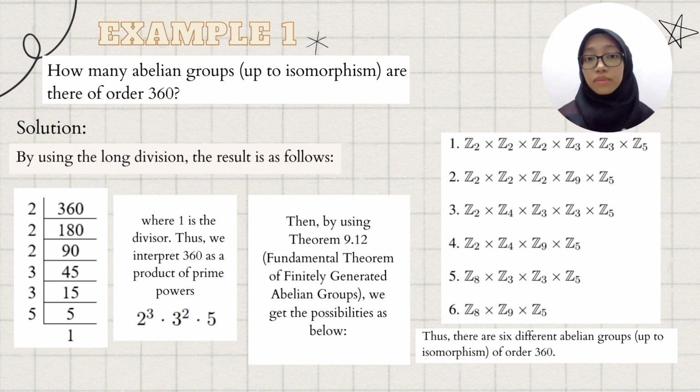Then, by using theorem 9.12, the fundamental theorem of finitely generated abelian groups, we get the possibilities as below. Thus, there are 6 different abelian groups up to isomorphism of order 360.